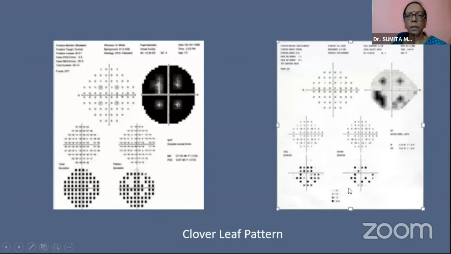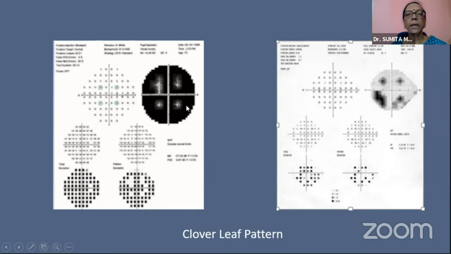Then another thing is the cloverleaf pattern or reverse cloverleaf pattern. This will be obvious from the grayscale alone. This is one of the very useful comments in the grayscale. These 4 points are tested at the beginning of the test. If the patient is attentive during these points, they will show some sensitivity, but after that the patient, due to fatigue or inattentiveness, is not responding. So the peripheral points will be black.